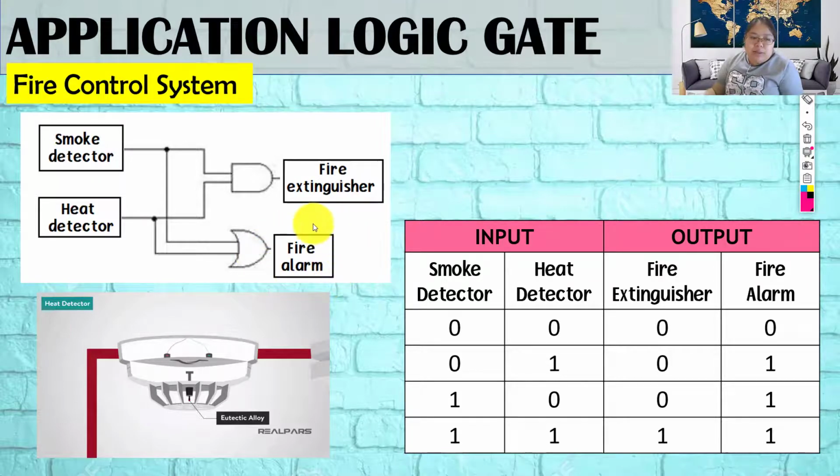So for the fire alarm, what situation can we detect? Fire alarm is either one. Either you got smoke or you got heat detector, the fire alarm will be on. So you can see the result. Zero means both also zero. So if either one is detected, the fire alarm is triggered. But the fire extinguishers only function when both are on. That means you detect the smoke and you also detect the heat, then the fire extinguishers will be on. So this situation depends on how you design the system. Then we go to the next application.